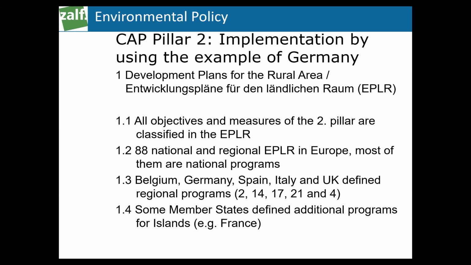The development plans for the rural area look at all objectives and measures of the second pillar that are classified in these EPLR programs. These programs, just as an overview, are 88 national and regional programs in Europe: in Belgium, Germany, Spain, Italy, UK, defined as regional programs; in some other member states, like France, defined as additional programs for islands. This is just widespread diversity also in these rural development programs.